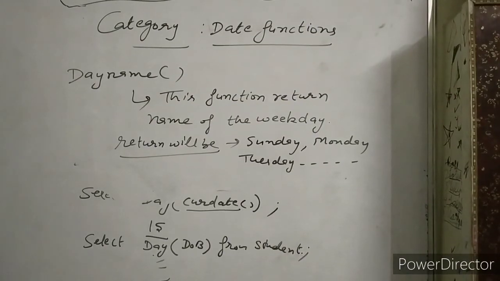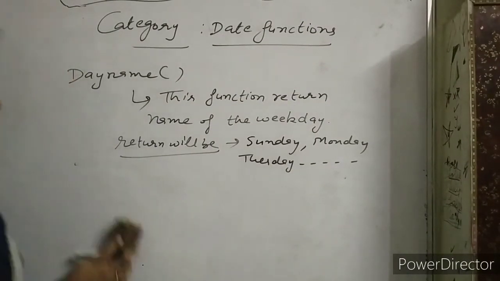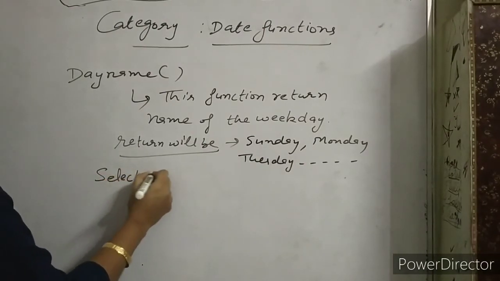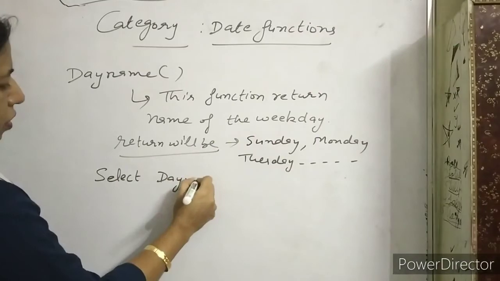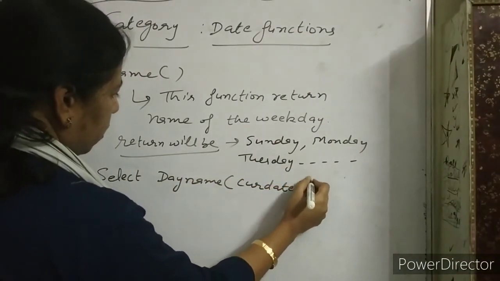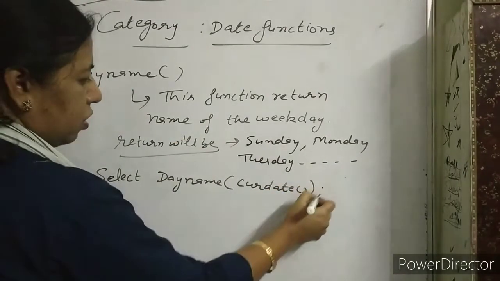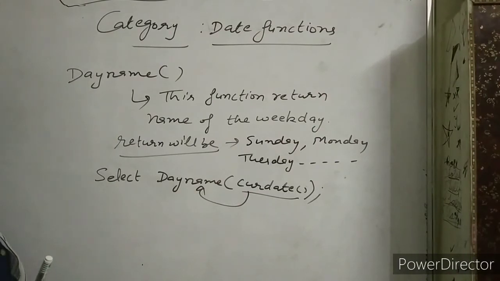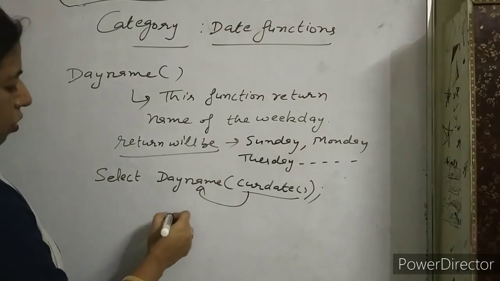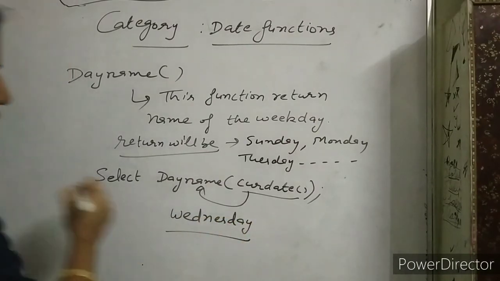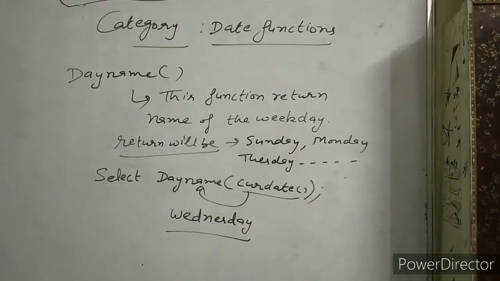Clear? Next is the query for this. Select day name, current date. Day name, current date. What will you get? The current date is the current date. And what is the day name for the current date? Today. Which day is today? Wednesday. You will get Wednesday. This is the working of day name.